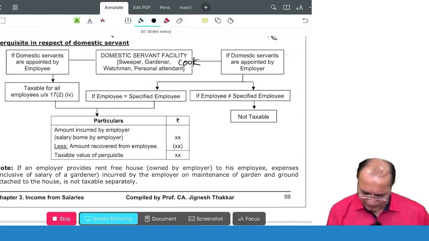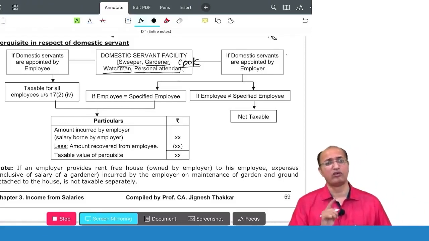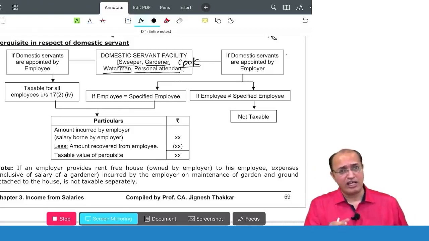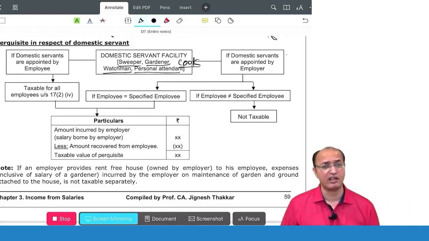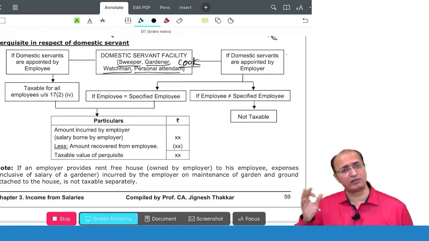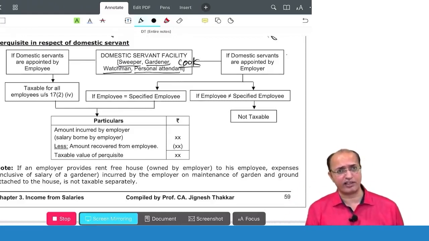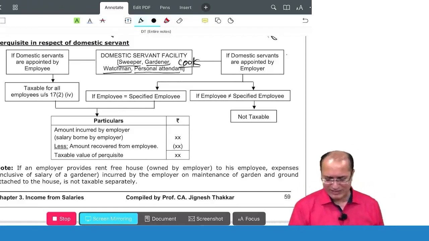So who all will be considered as domestic servant? Number 1, sweeper. Number 2, gardener. Number 3, watchman, security guard. Number 4, personal attendant. Number 5, cook. Don't tell me driver. No, driver is not a domestic servant. He is not going to ride a car in the house. So he should not be considered as a domestic servant. But driver facility will be discussed along with the motor car facility, so it should not be taken here. All these people will be considered as domestic servants.